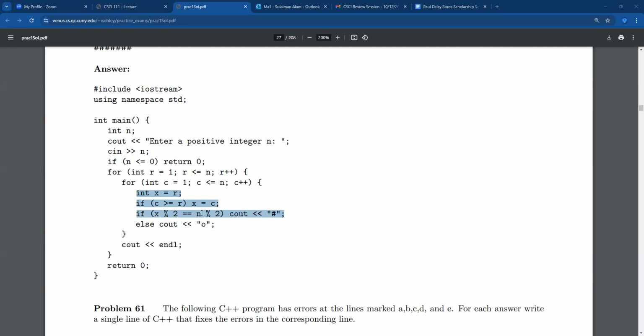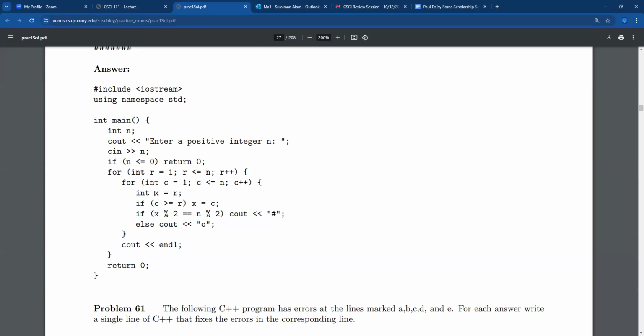Let me read this. X is equal to R. Okay, so X is going to be the rows. If the column number we're on is greater than the row, can I go over something on it? I have no idea what's going to be on the exam. How long has it been? Two years since I took this class? So maybe it's going to be a shape, nothing this standard triangle.